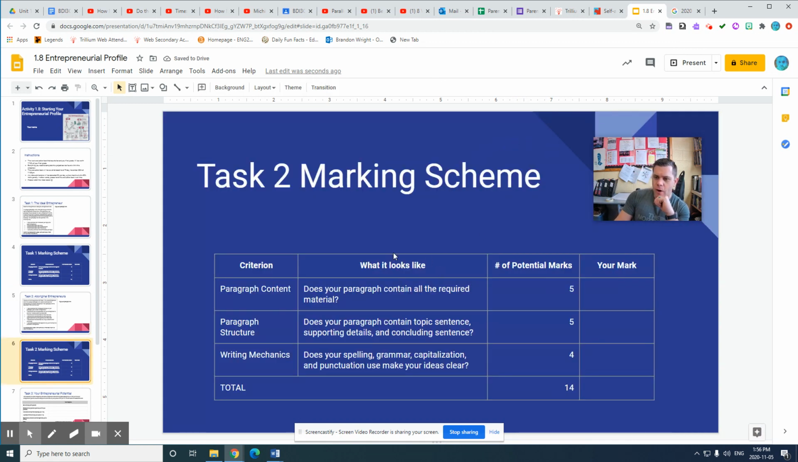This paragraph will be marked in the exact same manner as task 1. So you only have to write 2 paragraphs. That's it. 2 paragraphs, easy, right?